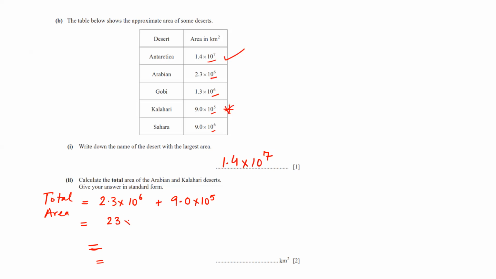2.3 multiplied by 10, 23 into 10 to power 5, plus 9 into 10 to power 5. So if I'm taking 10 to power 5 common, it becomes 23 plus 9, which becomes 32 into 10 to power 5. And this comes out to be 3.2 into 10 to power 6. So the answer will be 3.2 into 10 to power 6 kilometer square.